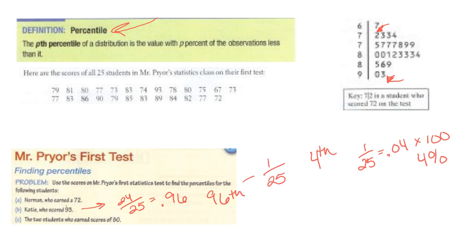And now if we look at example C with the two students that earned a score of an 80, they earned the exact same score. So when we're looking at these scores here, we're looking at all of these scores here as being below them. So when we count those up, we find out that 12 of the 25 were below the score of an 80. And so therefore, they would be at the 48th percentile.